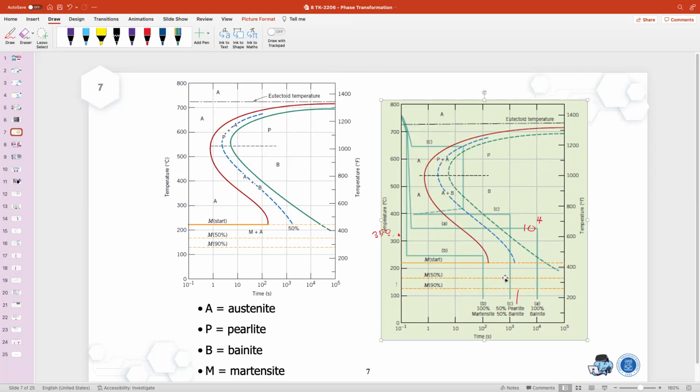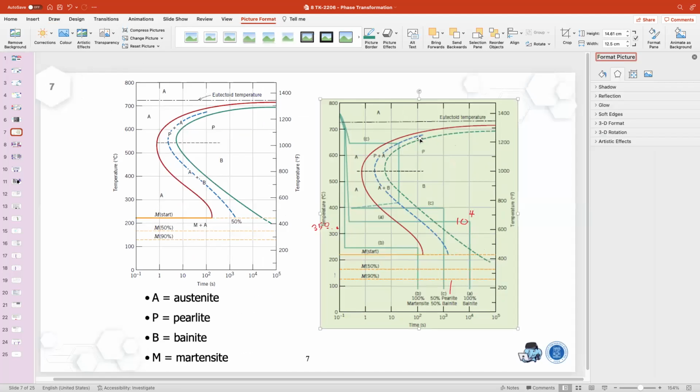Okay, and if you want to have 50% pearlite and 50% bainite, that's also possible. What you need to do is cool it down to maybe 50 degrees Celsius, but hold it only up to the blue dash over here. After that you have to cool it down again to 400 degrees Celsius. So all the remaining austenite here will be transformed into bainite in no time, in some time around here, up to 1000 seconds.